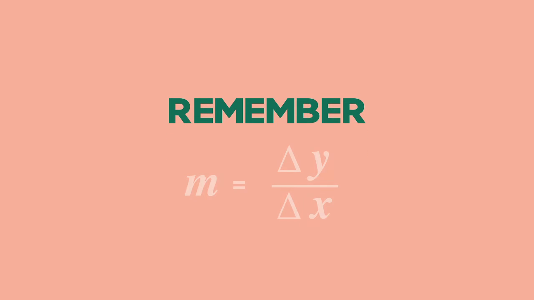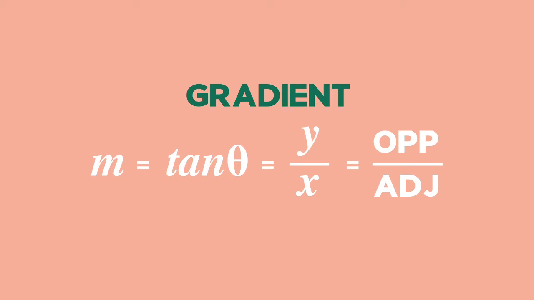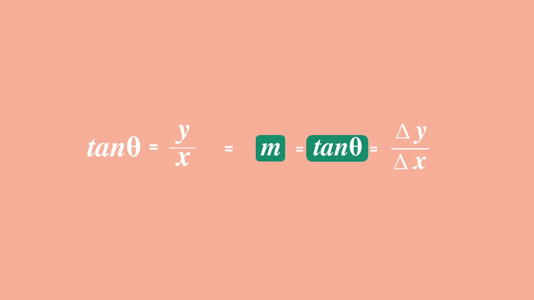Now remember, to work out the gradient of the line, we use the formula change in y over change in x. This should look familiar to you if we relate it to angles, because we also saw that tan of an angle theta is equal to y over x, which is the same as opposite over adjacent. Therefore, I can say that tan theta, which is y over x, must be equal to my gradient, in order to help us work out the value of theta. So your gradient is equal to the tangent of your angle, which is equal to the change in y over the change in x.